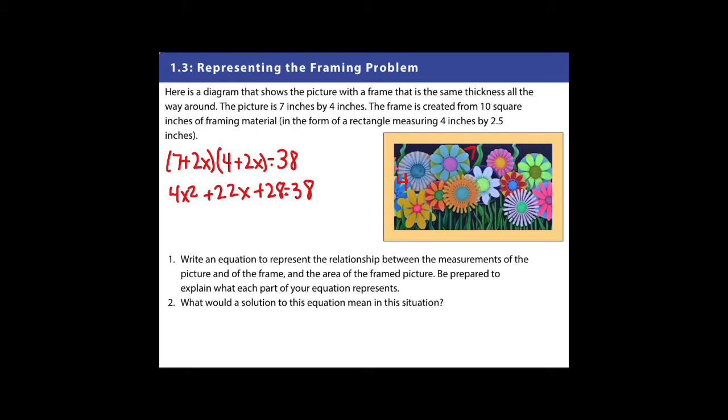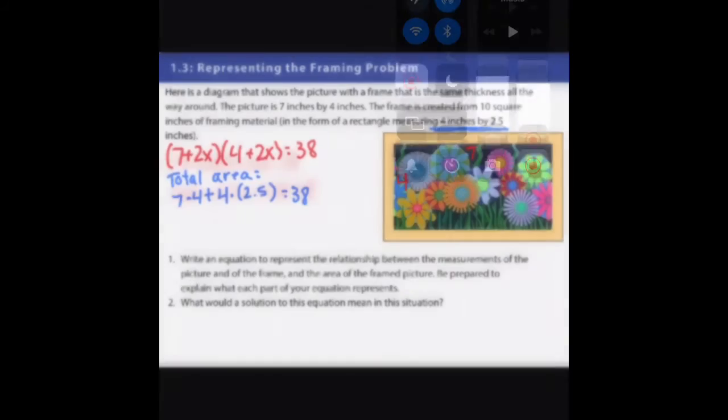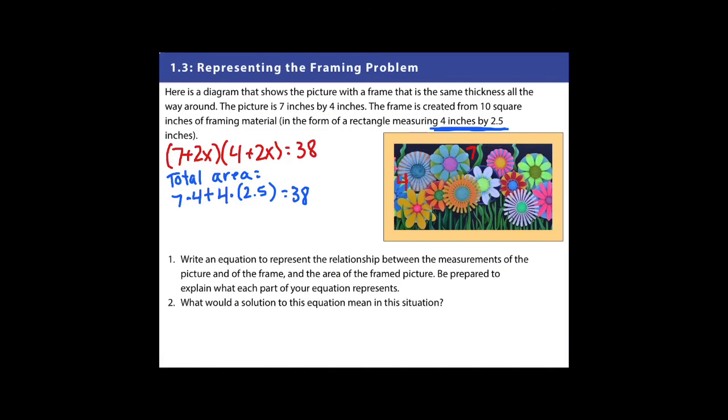Number 2, what would a solution to this equation mean in this situation? A solution would represent the thickness of the frame when all the framing material is used. Okay, we are going to skip example 2 because that one is very hard to do over online. So here's number 3. Here's a diagram that shows the picture with a frame that is the same thickness all the way around. The picture is 7 inches by 4 inches, which I have already labeled, and the frame is created from 10 square inches of framing material in the form of a rectangle measuring 4 inches by 2.5 inches.